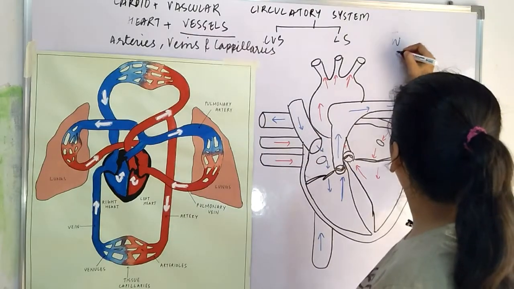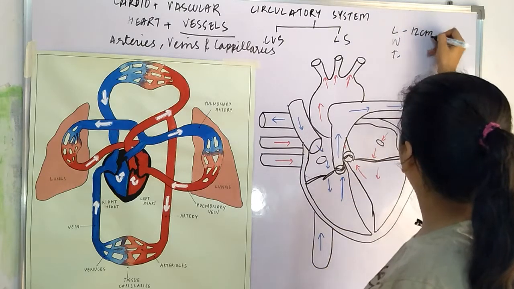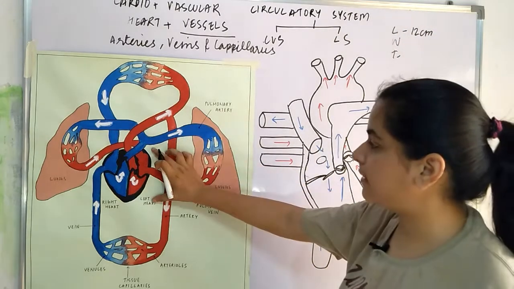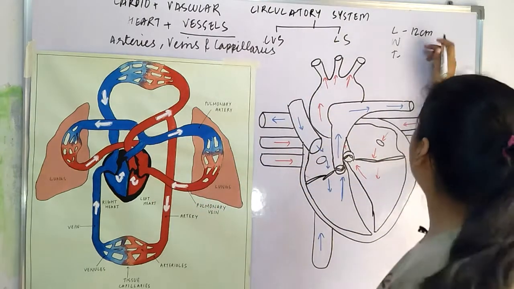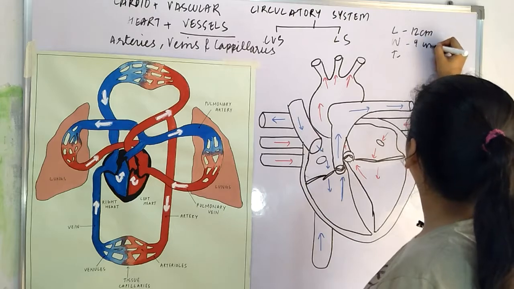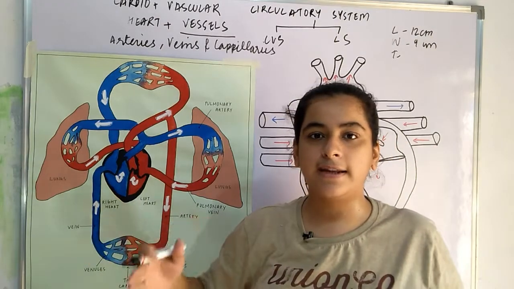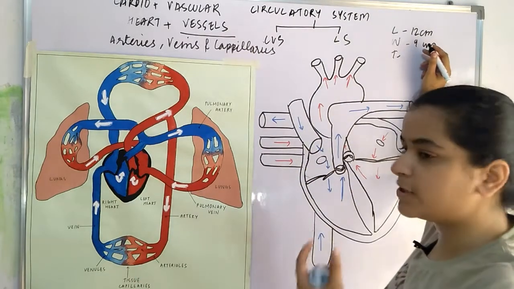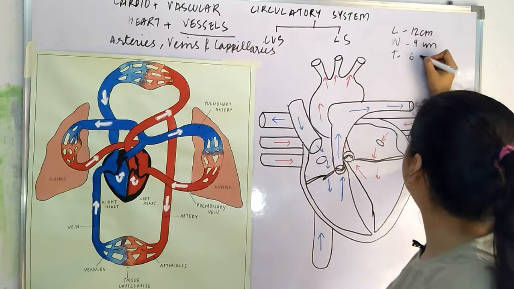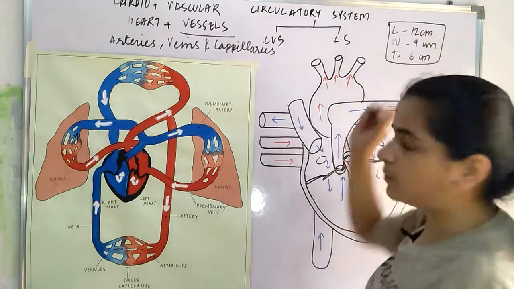Length, breadth and thickness. Its length is 12 centimeter. The human heart which you observe in your body is 12 centimeters long and width is 9 centimeter, it is broad in 9 centimeters, and its thickness, how much thick it is, 6 centimeters in thickness. This is all measurements of a human heart.